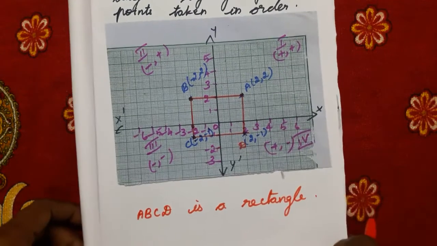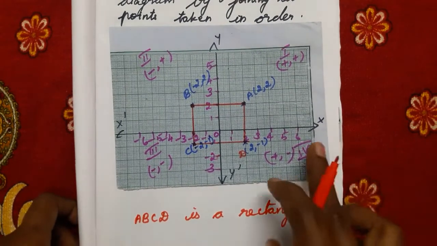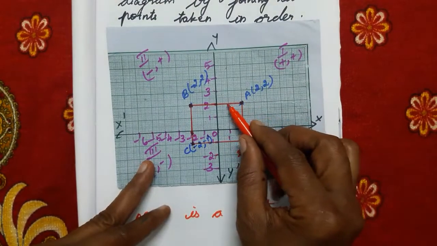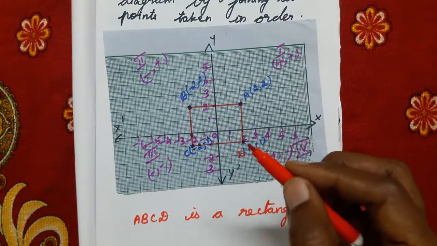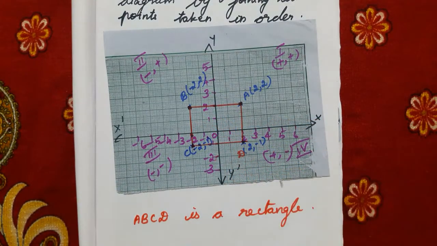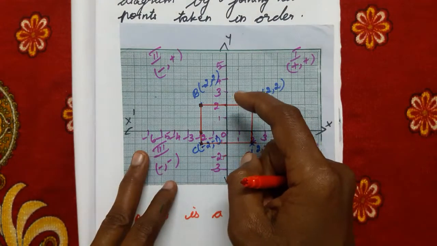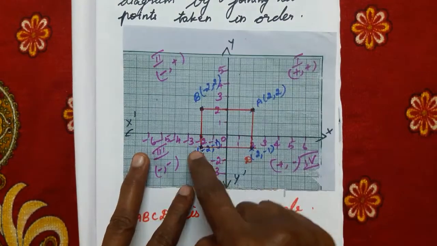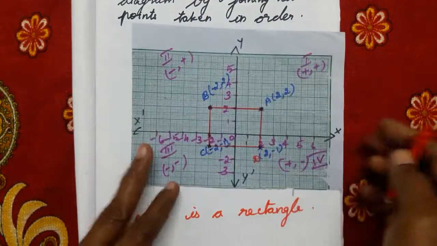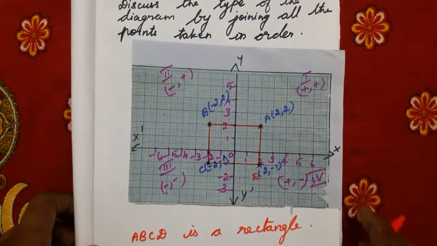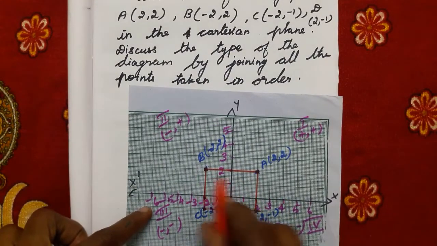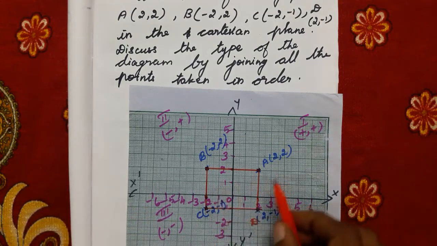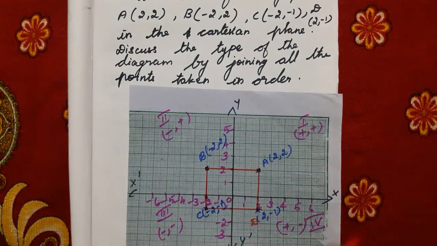Can you understand this? Okay. It is not a square, it is a rectangle. Here how many units? 1, 2, 3, 4. Here 1, 2, 3 units. Here 4 units, here 3 units. So ABCD is a rectangle. Therefore, the shape is a rectangle. Here length is 4 units, breadth is 3 units. Can you able to understand this? Okay.